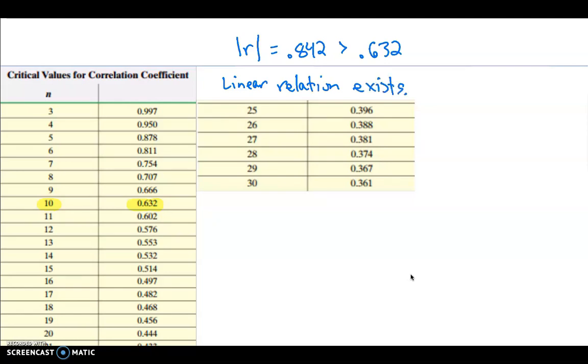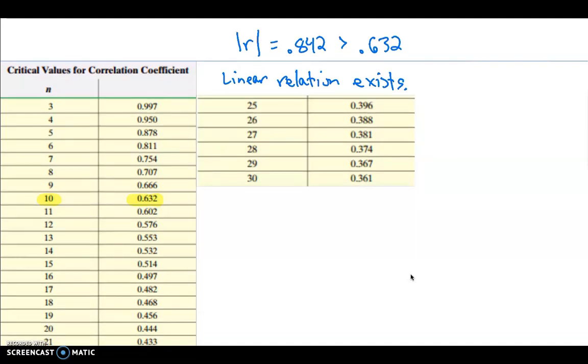Again, the critical value is dependent upon the sample size, and we look at the absolute value, or the distance from zero, of our correlation coefficient and compare the two. If the absolute value of the correlation coefficient is greater, then we say a linear relation exists.